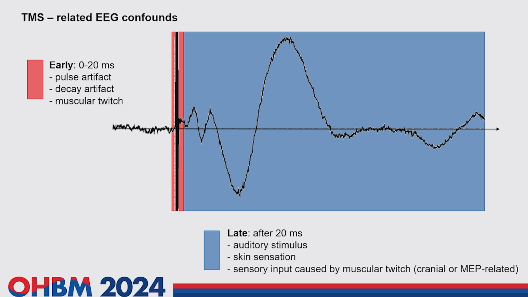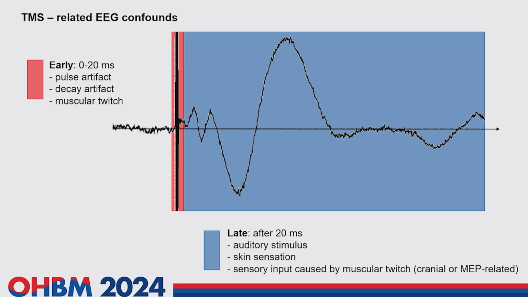Then we have the skin sensation, so it's the somatosensory, but we also have a lot of other unexpected possible inputs, which are due to the different muscles contracting on the skull, as we said before, or because if we are doing a motor evoked potential study where we stimulate the motor cortex, the feedback from the hand activation will affect also the cortex.